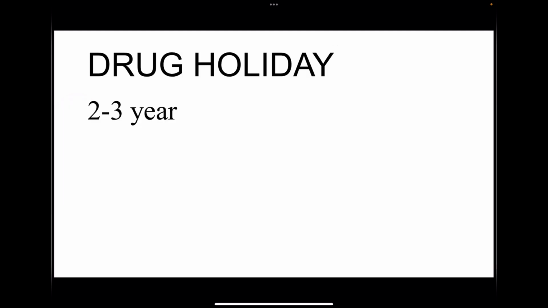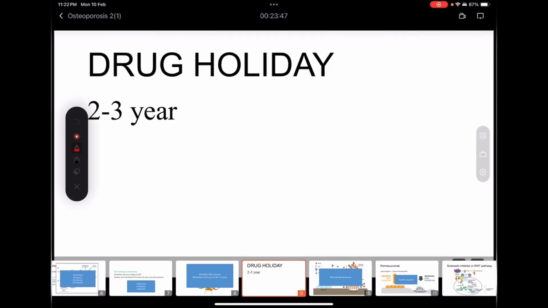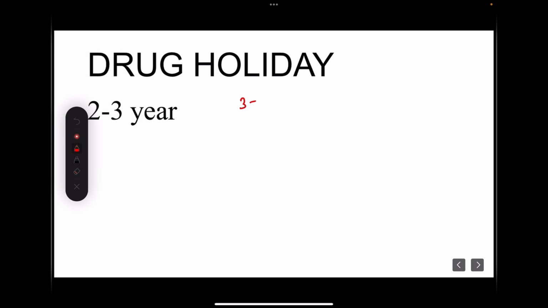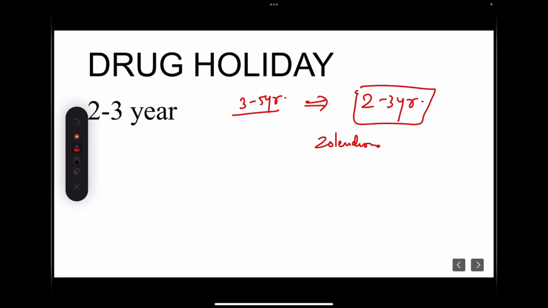Okay, now coming to the next slide, drug holiday we have already discussed. For bisphosphonates, once we have given the drug for 3 to 5 years, we can take a drug holiday of 2 to 3 years depending upon which agent we are using. For zoledronate, up to 3 years of drug holiday can be taken. For alendronate, 1 to 2 years of drug holiday can be taken.